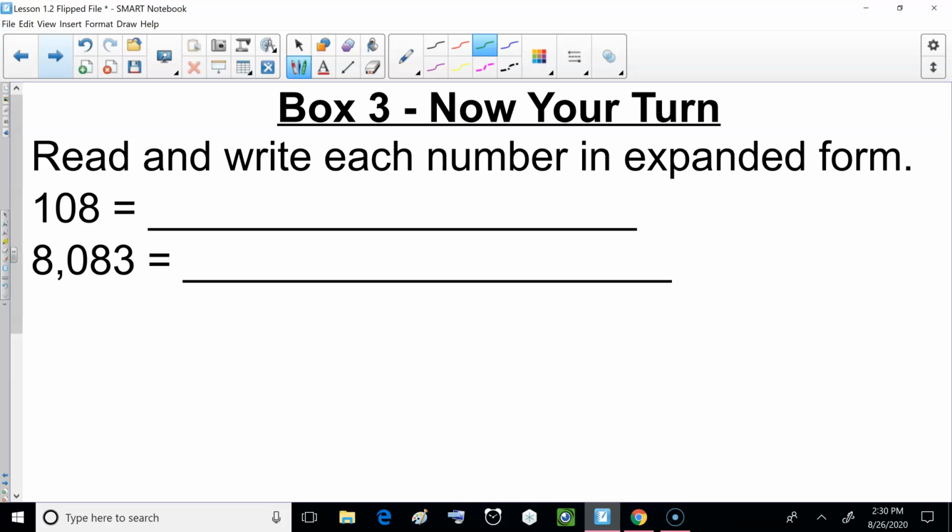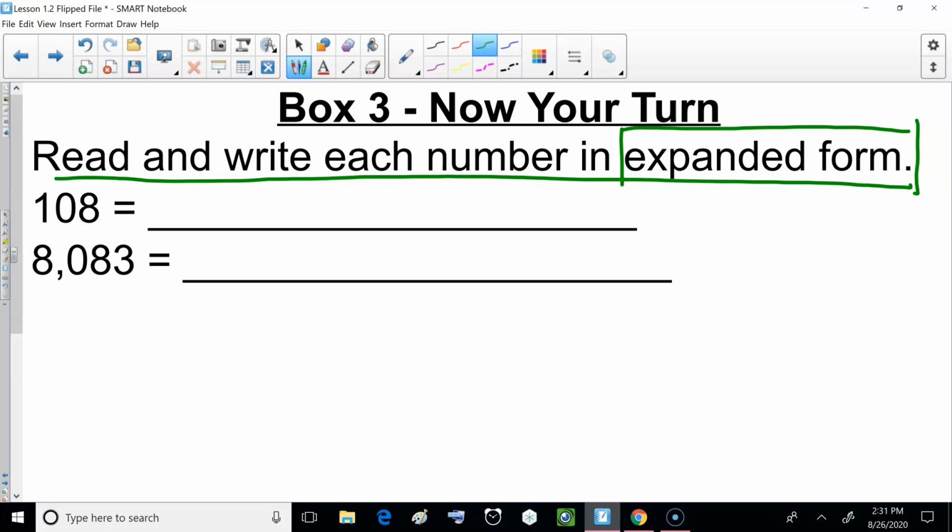So now it's your turn. What you're going to do right now is write this number out. You make sure you know what form you're going to. So start with your number, start with the information. I'd write down the directions: read and write each one in expanded form. Remember, put emphasis on expanded form. Write the number down and answer these right now.